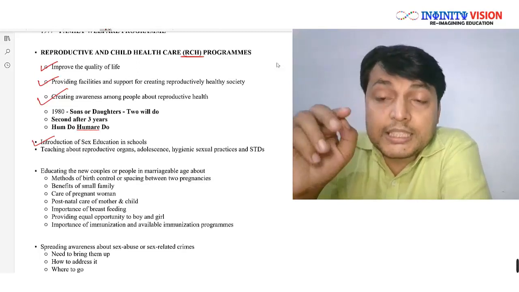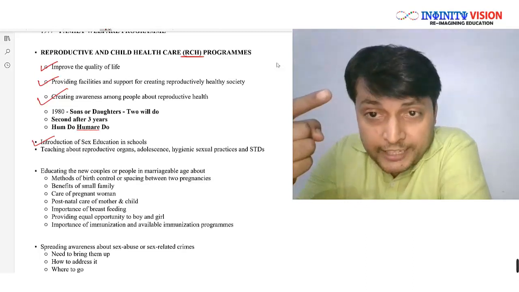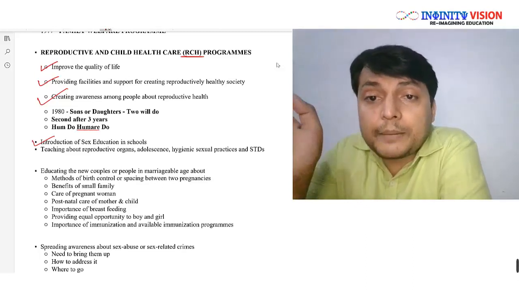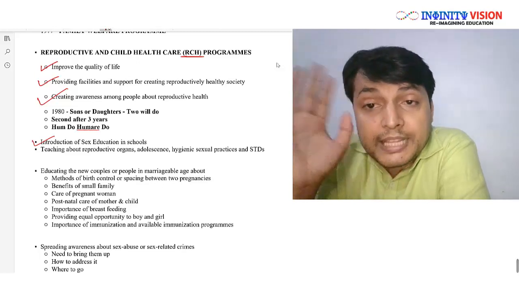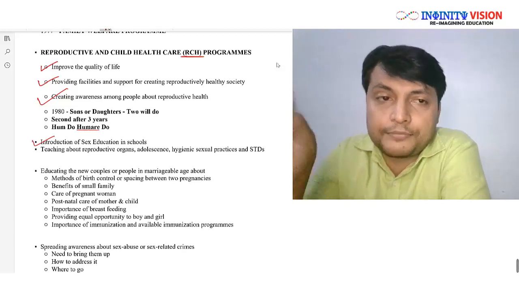Now this gave 2 messages. Number 1, कि 2 बच्चे काफी हैं, और दूसरा कि लड़का हो या लड़की दोनों बराबर हैं. Do not make difference between them. Son or daughter, two will do. बेटा हो या बेटी हो, 2 काफी हैं.